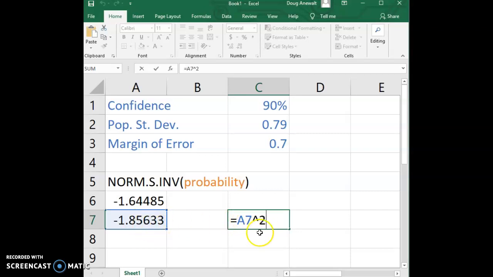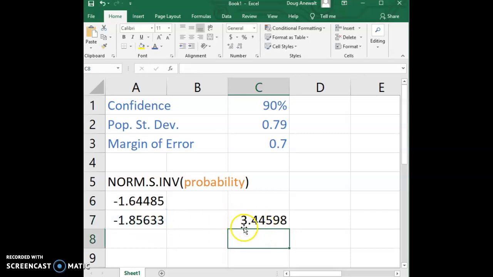So squaring that result, I get that the minimum sample size would have to be 3.4. Now, we need at least 3.4, but we need a whole value. So we would always round up to the next closest whole value. So 4 is our minimum sample size.